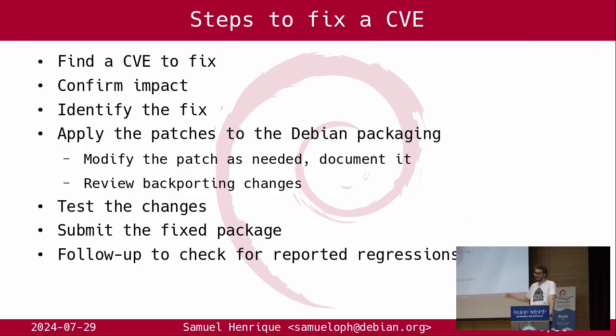Now, this is an overall overview of the steps on how to fix a CVE. You need to find something to work on, confirm there is impact, identify the fix, then you do the actual work of applying these patches, you modify them. It's very common to have to modify patches, so that's the gist, that's the root of backporting. Usually you cannot just take a commit and apply it because the source code is all different. It might have been refactored in the meantime, so you need to modify the patch to be able to successfully apply it. You want to document that as best as you can because you want to be able to review it. Test the changes, you have to make sure you're not breaking anything.